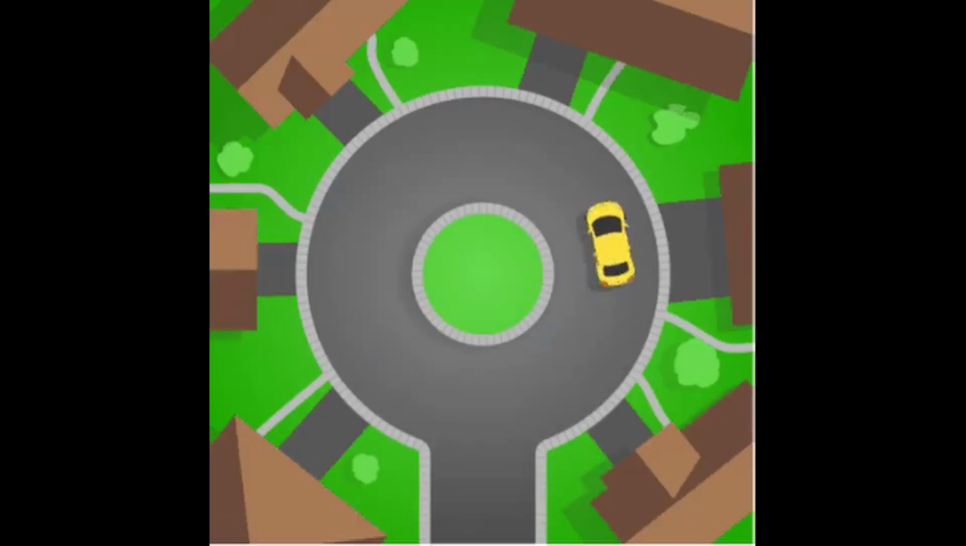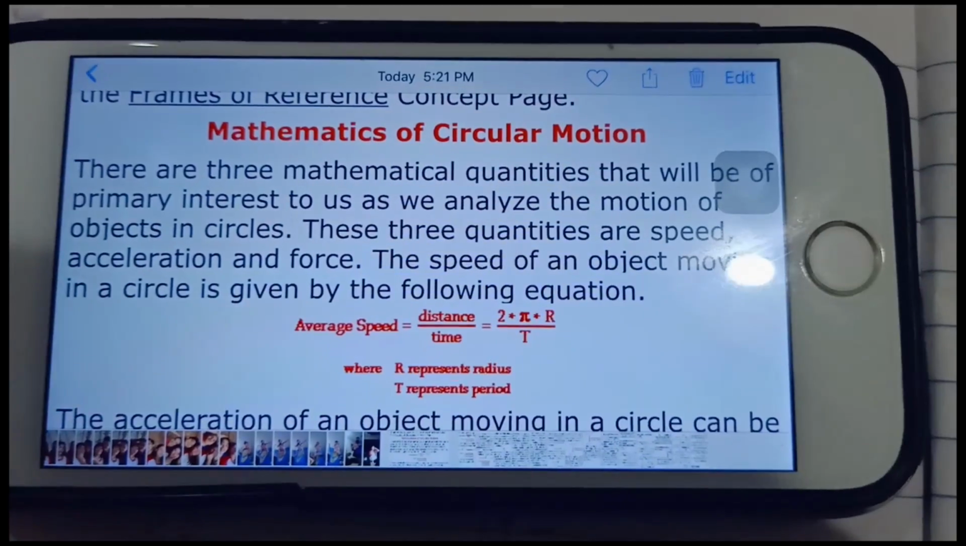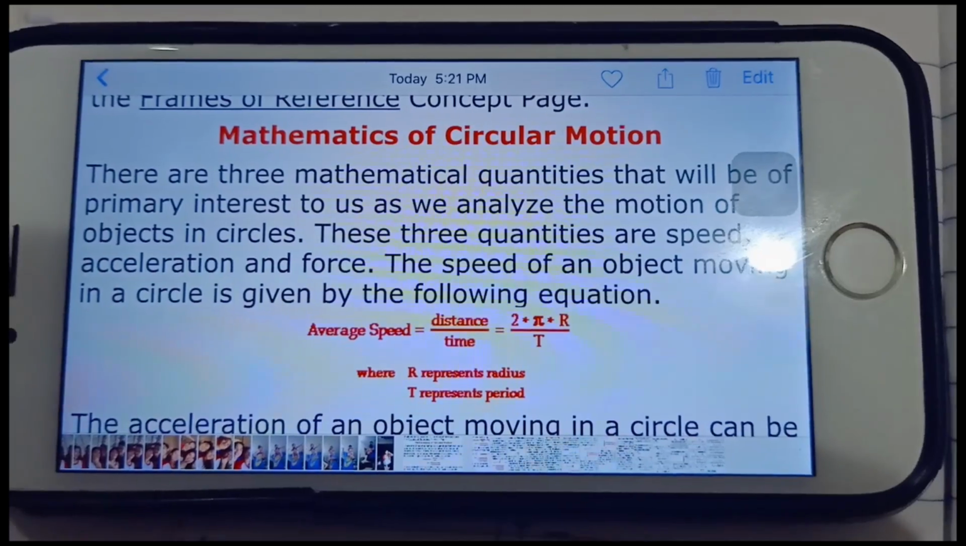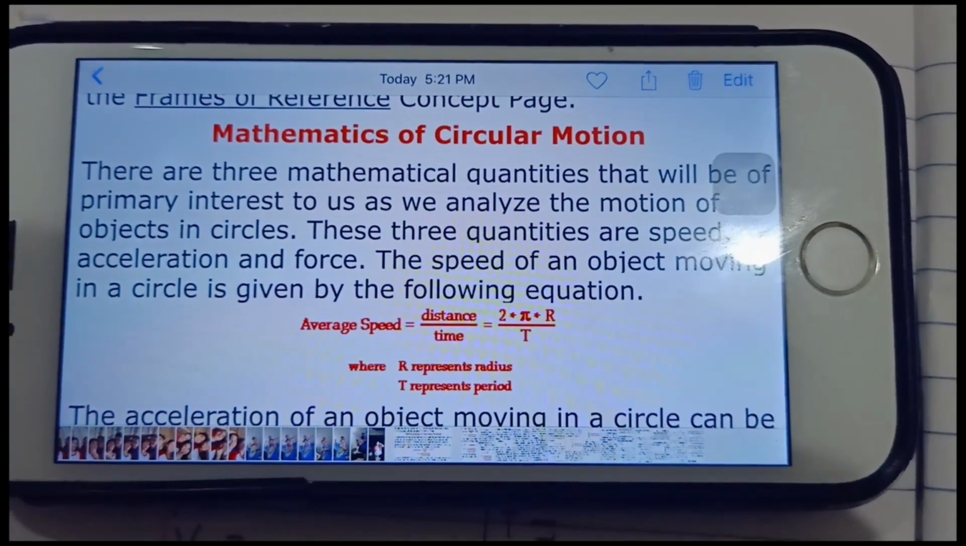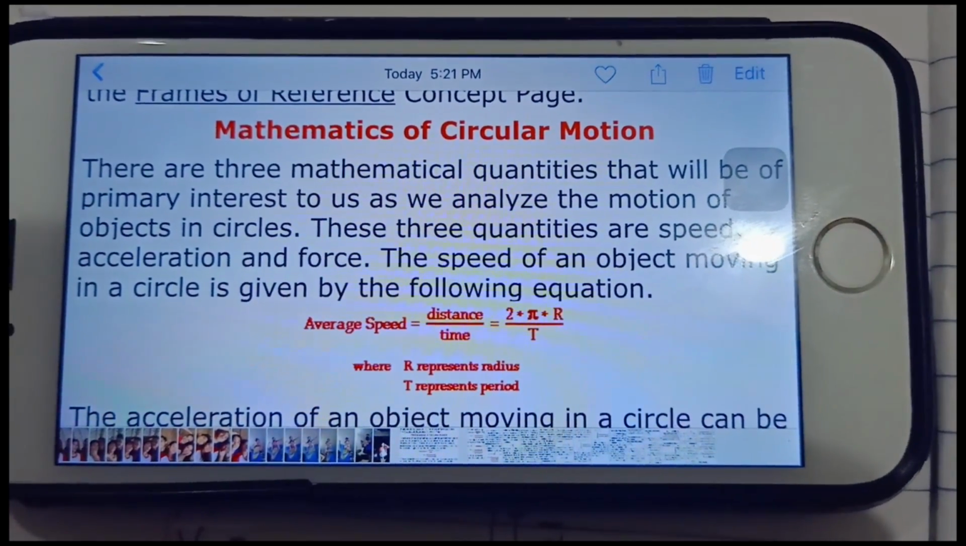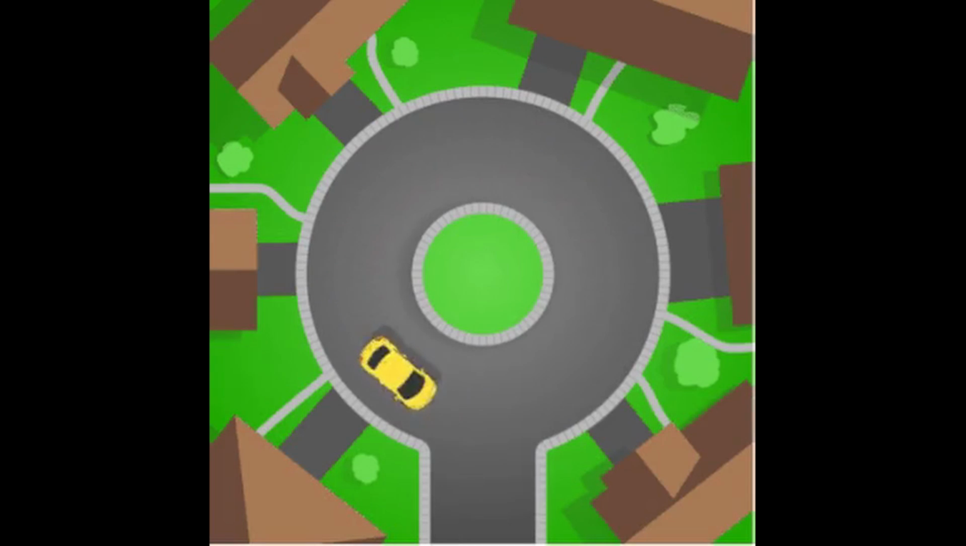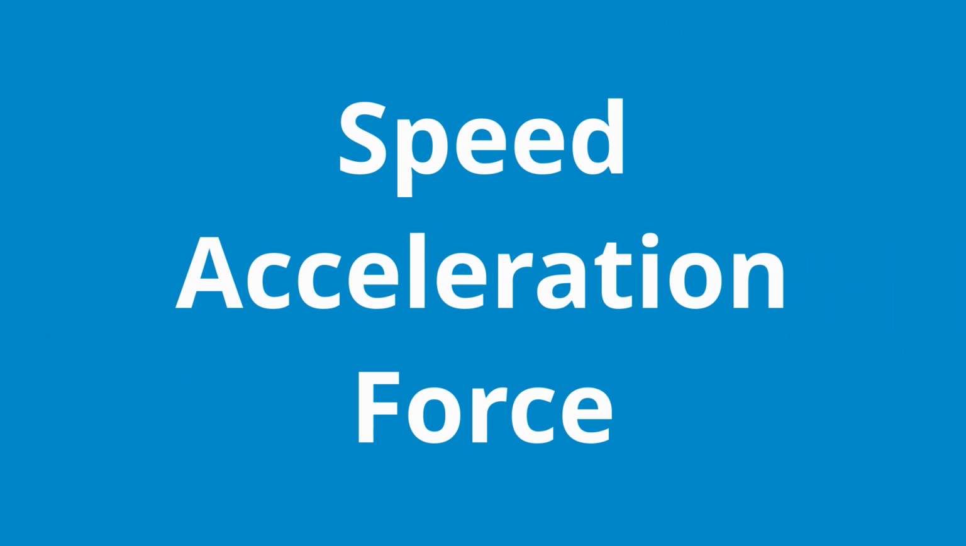The topic that I've chosen to report is all about the mathematics of circular motion. There are three mathematical quantities that will be of primary interest to us as we analyze the motion of objects in circles. These three quantities are speed, acceleration, and force.